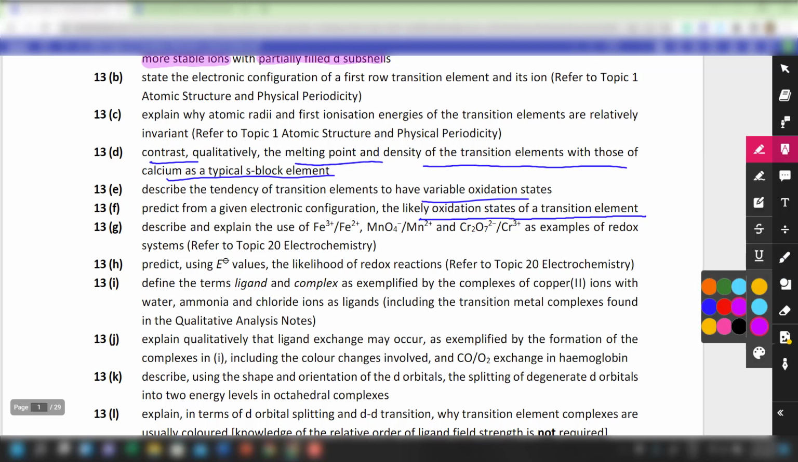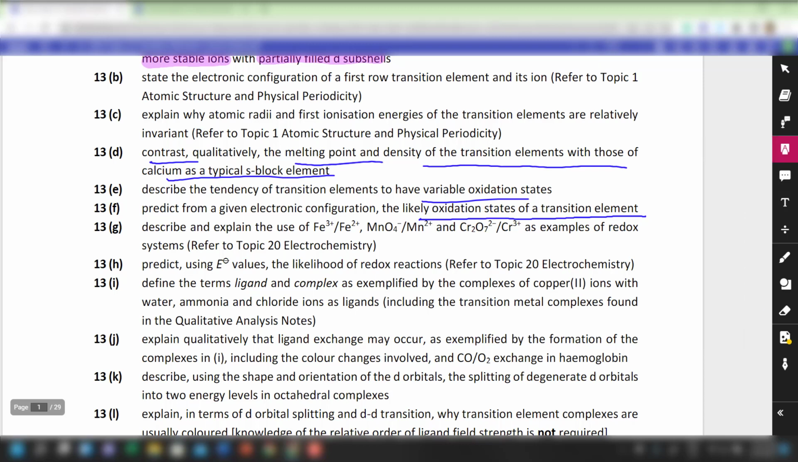Learning objective 13g is something which is really common because you have encountered them in electrochem. It is to describe and explain the use of iron(III), iron(II), permanganate, iron(II), and dichromate, chromium(III), as example redox systems.